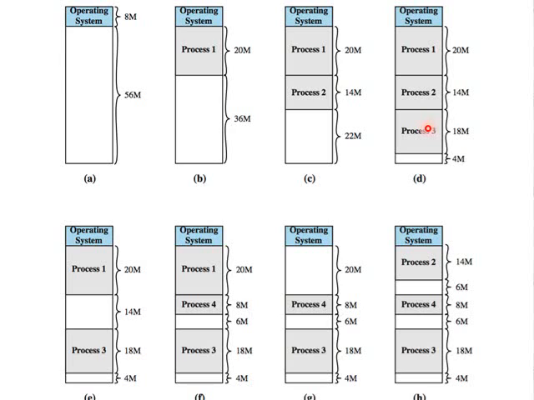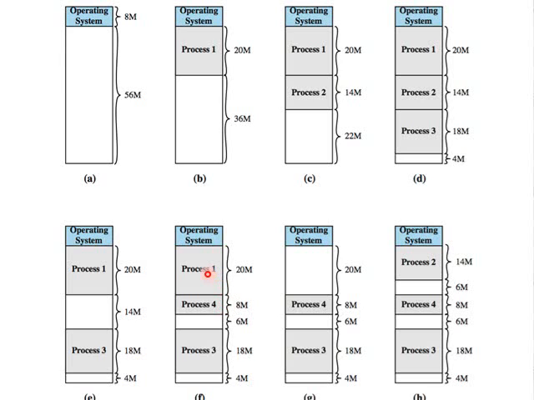Now, let's assume that after some time, P2 completes its execution and it leaves the system. So we have this hole available that is of 14 MB. After a while, we have another process that requires 8 MB of space, so we allocate a partition of 8 MBs to this process P4.